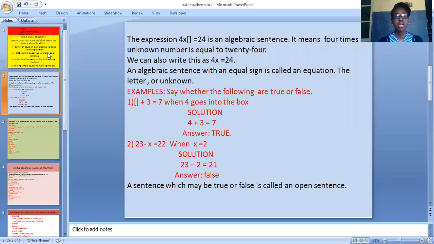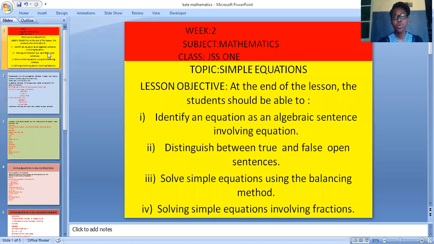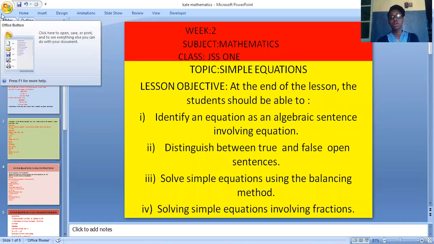Lesson objectives. At the end of the lesson, the student should be able to: one, identify an equation as an algebraic sentence involving an equals sign; two, distinguish between true and false open sentences; three, solve simple equations involving the balancing method; and four, solve simple equations involving fractions. So let's discuss more on true and false sentences.